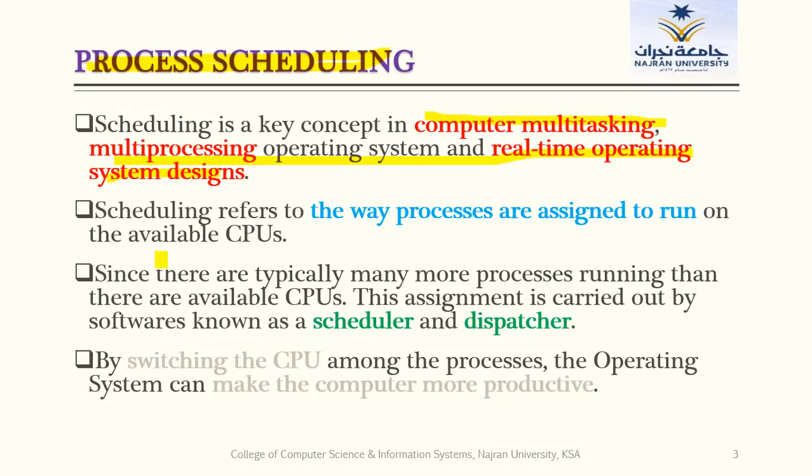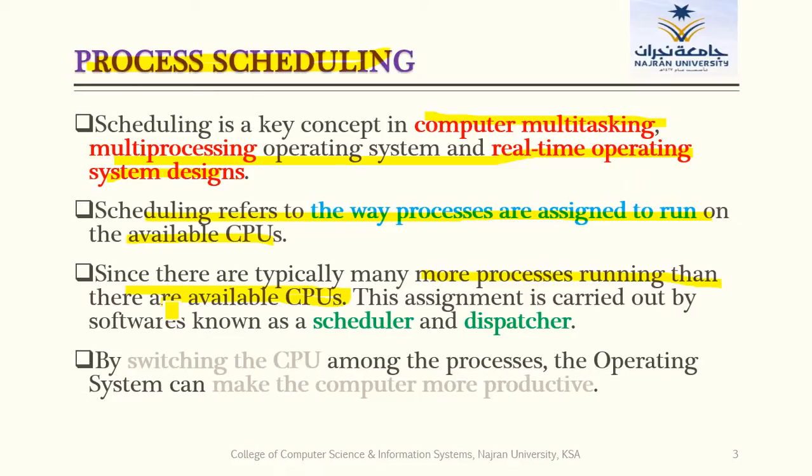What is scheduling? Scheduling refers to the way processes are assigned to run on the available CPUs, because we know that we have more than one process currently running in our system. So of course we need to make a plan: which process we have to execute first, which second, third, and so on. Since there are typically more processes running than available CPUs, as I discussed, we have a limited number of CPUs, processors, but we have many processes. So how can we run all these processes?